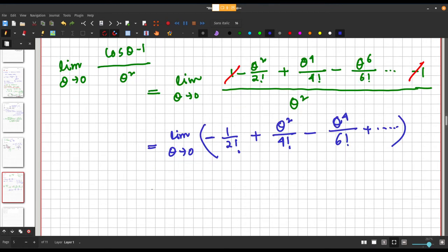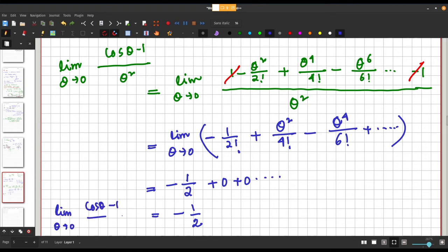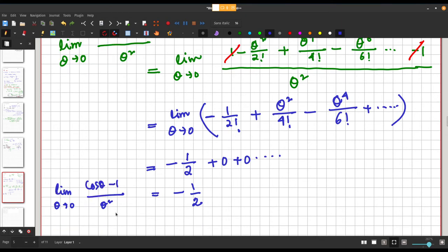Okay, so now if we put theta equal to 0, we will get that the value is minus half plus a bunch of zeros, because theta is 0, these terms will go to 0. So the limit of the given expression as theta tends to 0 is nothing but minus half. So let me put a box around this answer.